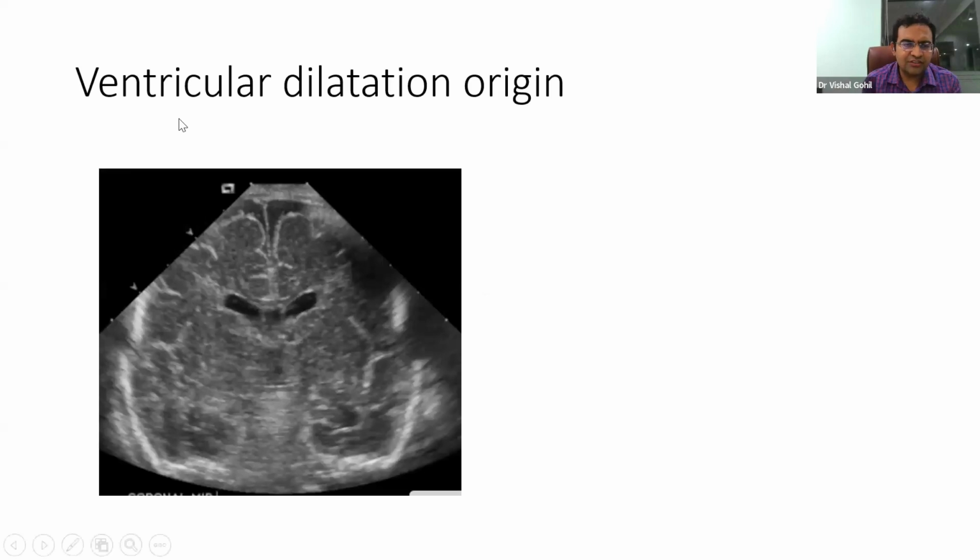So this is again the ventricular view, the mid-ventricular coronal view. This is your interhemispheric fissure. This is your corpus callosum. This is your cavum. This is your lateral ventricle, and that would be the thalamus over here.